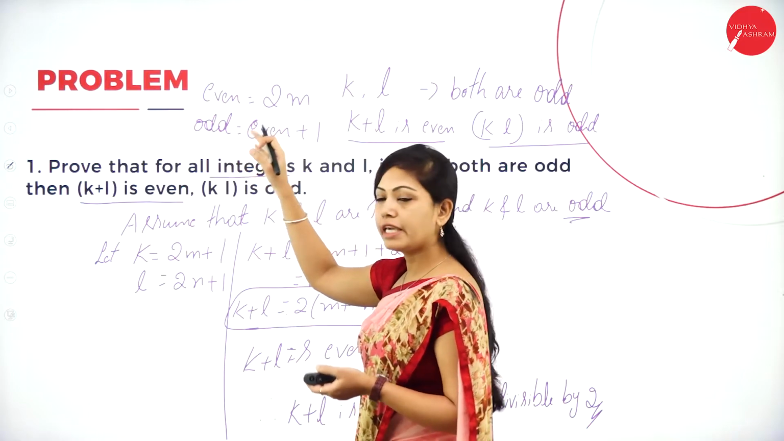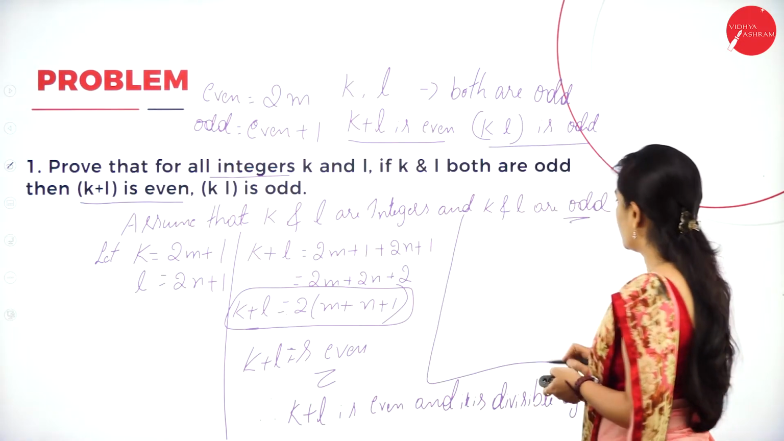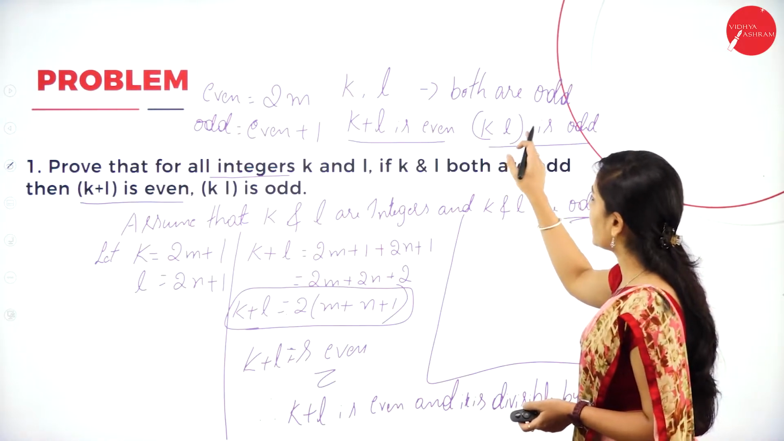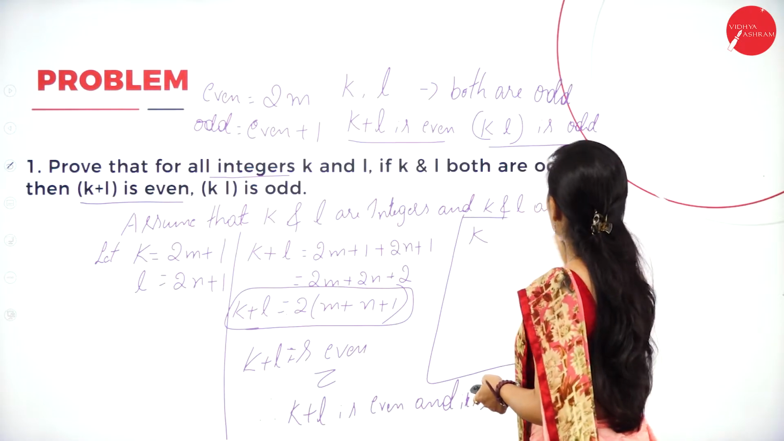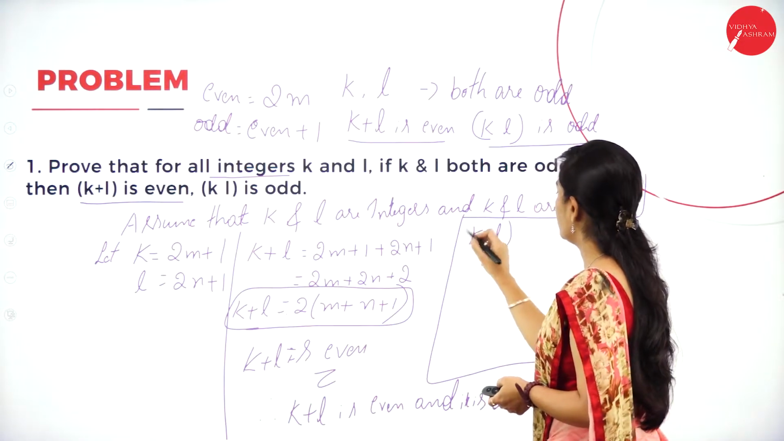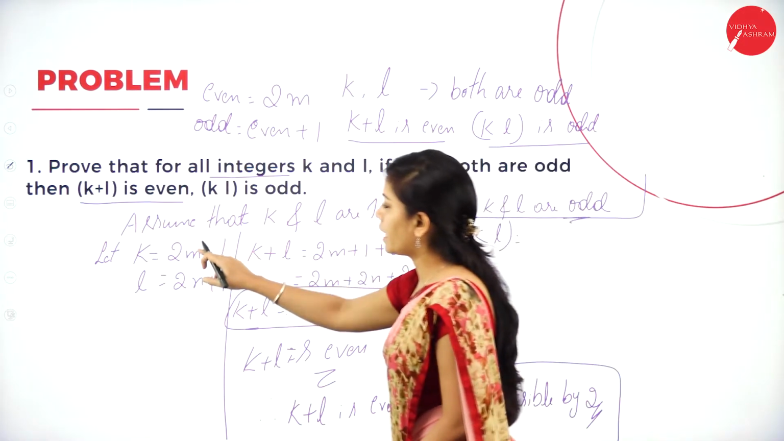So odd means even plus 1. Plus 1 means it is an odd value. Now I will prove that KL is odd. KL means multiplication. So I will prove KL is odd. So k into L, you just multiply these two.